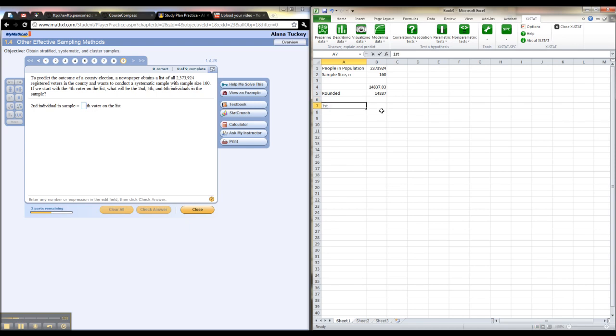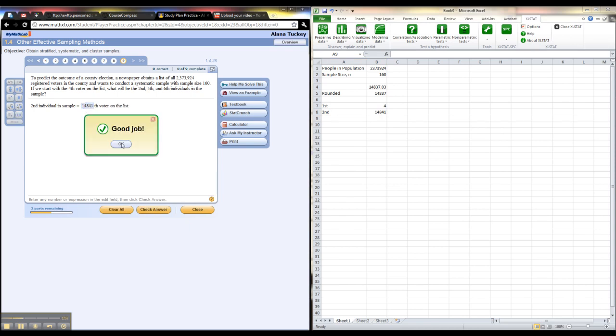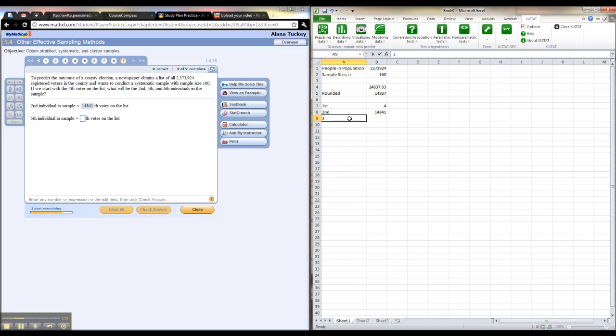They tell us that they want the first person in the list to be the fourth person, right? It says we start with the fourth voter. That means the second person will be the fourth voter plus 14837, which would be 14841. So let's try it and see, and pray to the statistics genies that we've got it. Yep, we did it. Perfect.